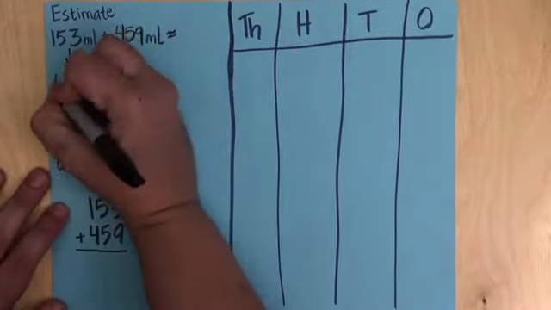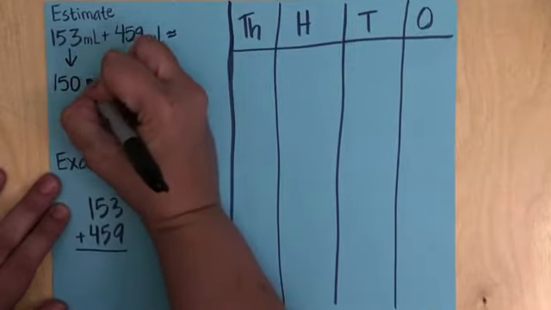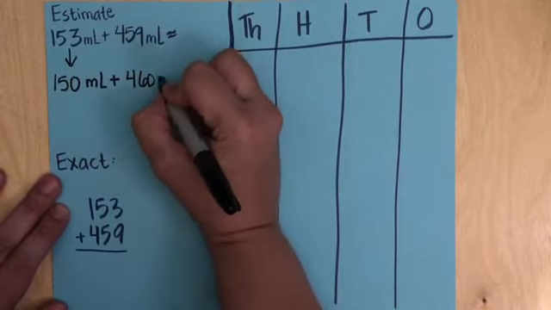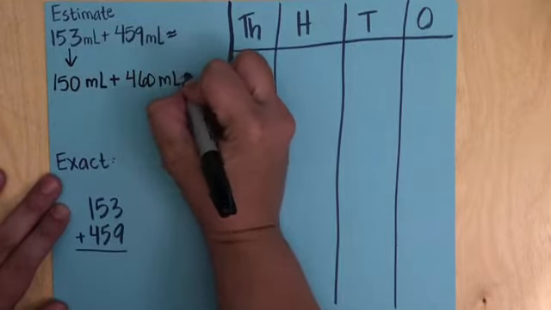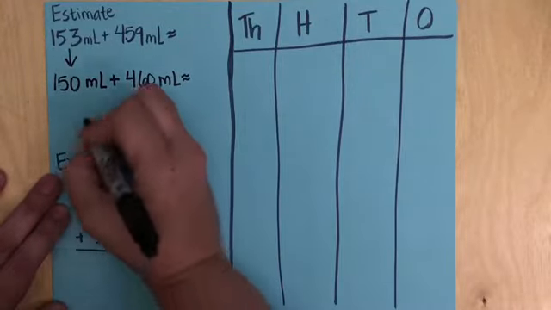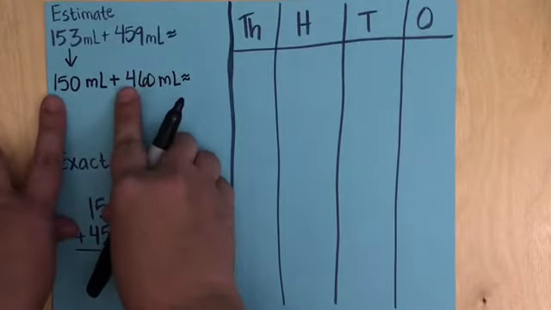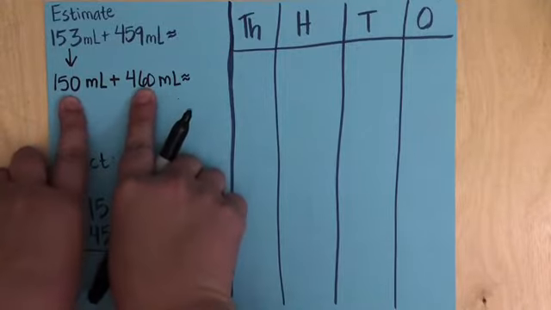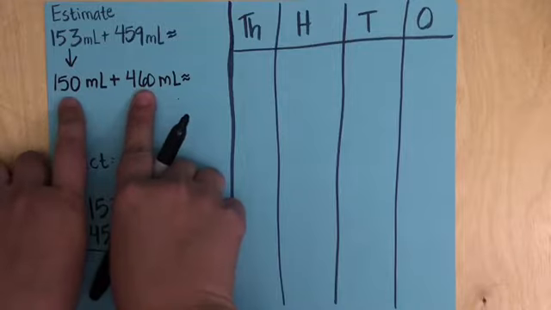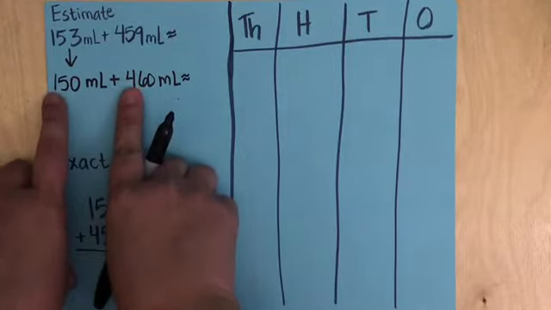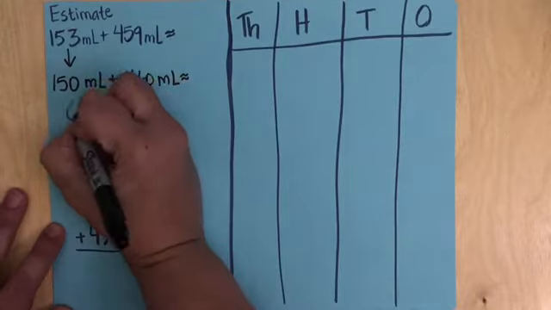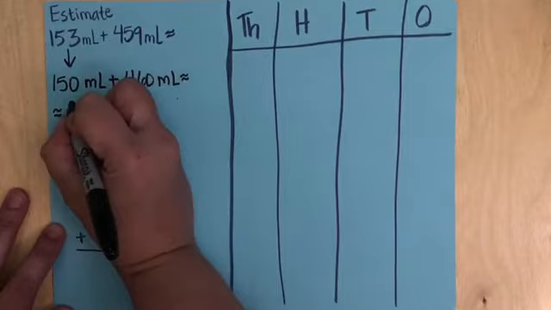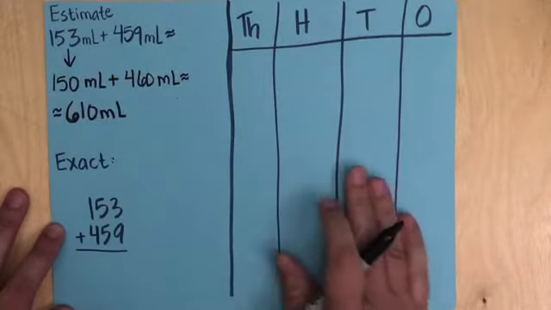So I'm going to round 150 milliliters plus 460 milliliters equals approximately, and so then I have 500s, and I know that 60 plus 50 is 110 because 6 plus 5 is 11, add my 0. So I have 4, 5, 6, so it's going to be 610 milliliters estimated. Now what's my exact answer?